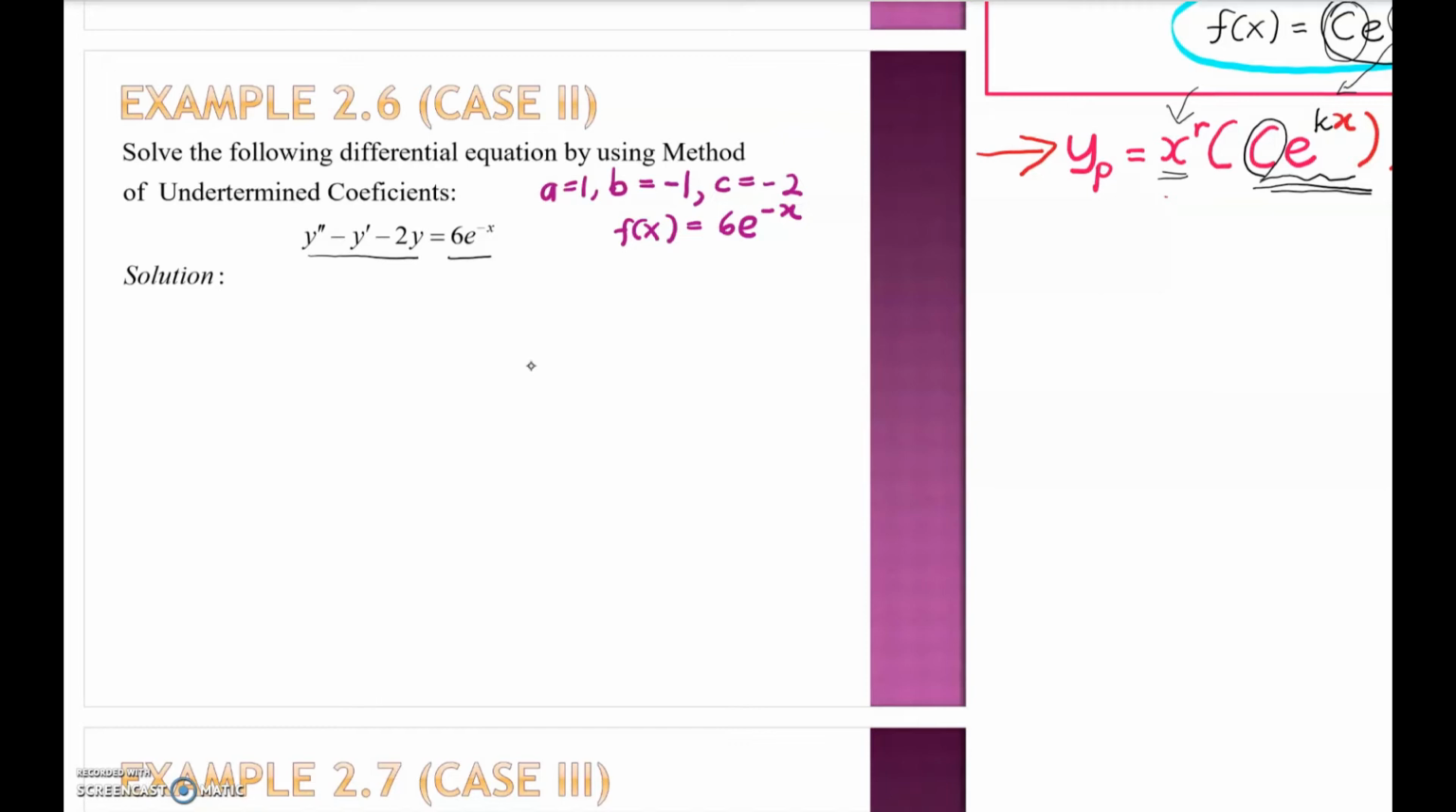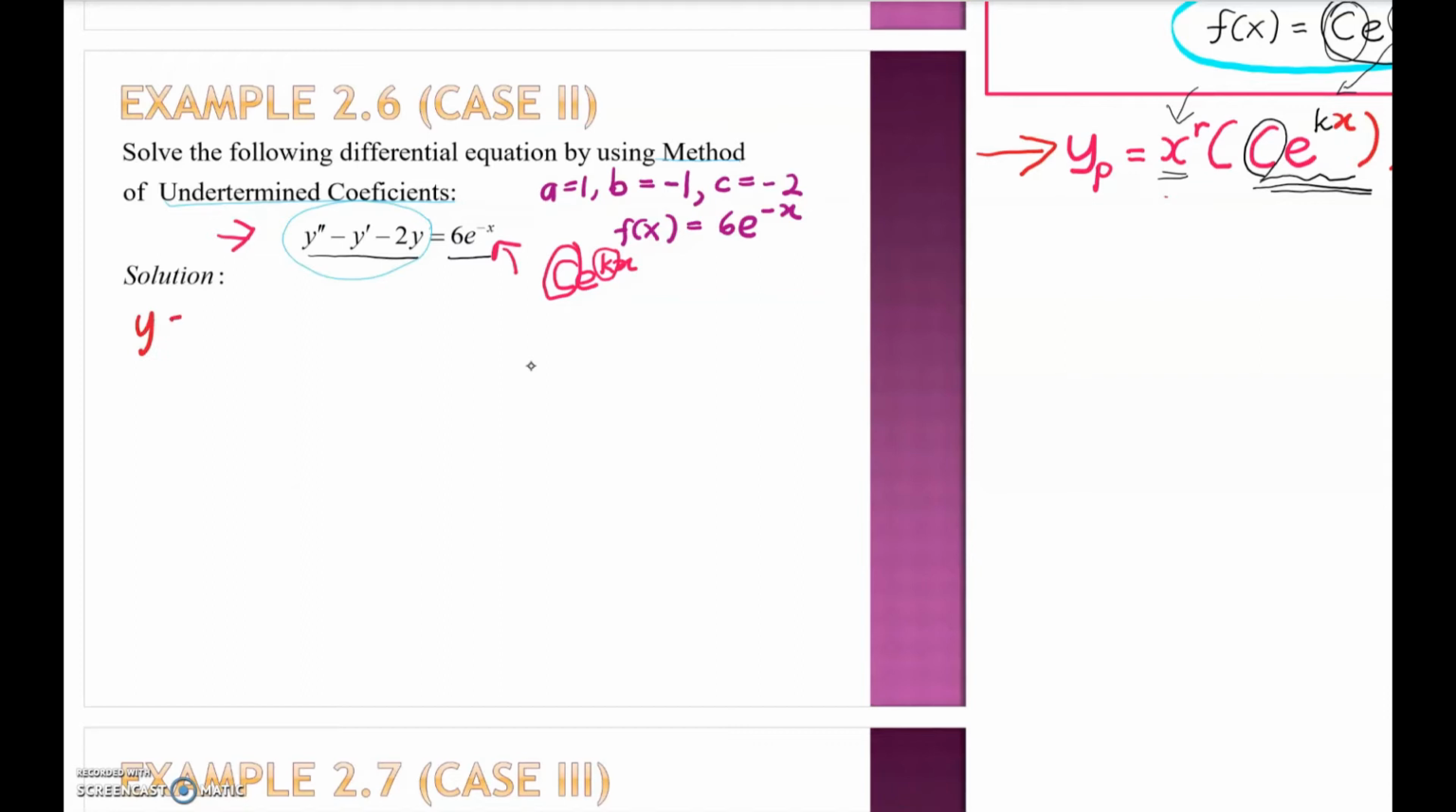Since we have constant coefficients of second order with f(x) non-zero, which means we have a non-homogeneous equation, we can apply the method of undetermined coefficients. In order to solve this question, we know that this one is in the form of case 2, which is Ce^(kx). Our C here is just C, okay? Our k is negative 1 here, right? So now let's try to solve this one.